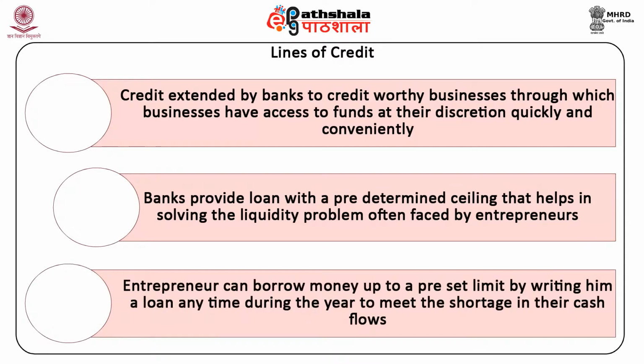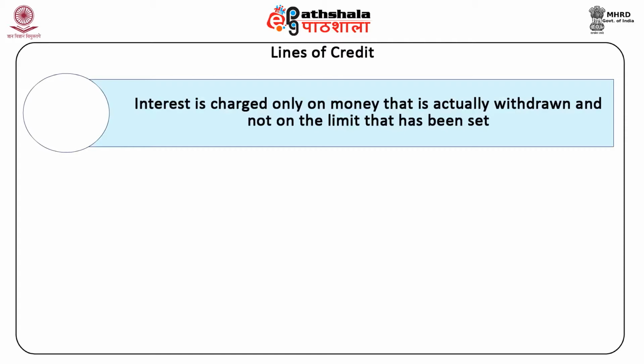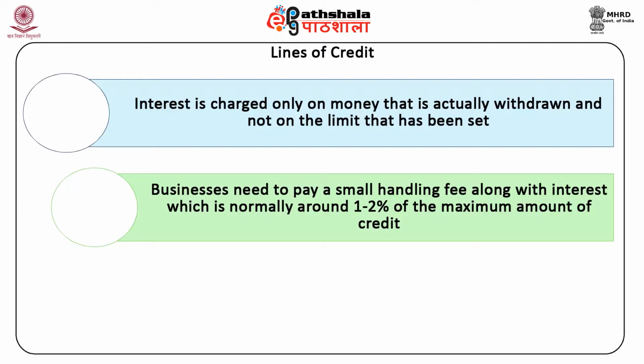The entrepreneur can borrow money up to a preset limit by writing a loan anytime during the year to meet the shortage in cash flows. The interest is charged only on money that is actually withdrawn and not on the limit that has been set. However, businesses need to pay a small handling fee along with interest, which is normally around 1 to 2% of the maximum amount of credit.